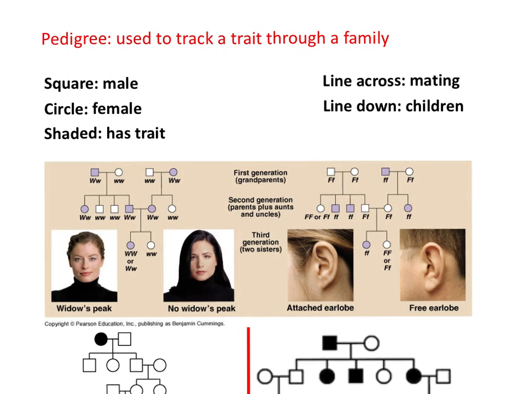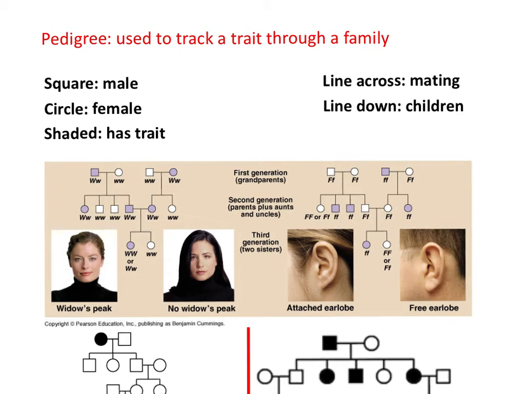Moving on, we'll end this section with pedigrees. A pedigree is a chart that's used to track a trait through a family. In the pedigrees, squares represent males, circles represent females, and everybody shaded has a particular trait.